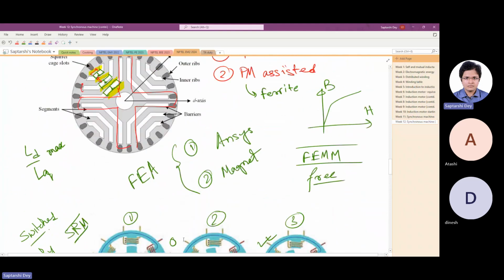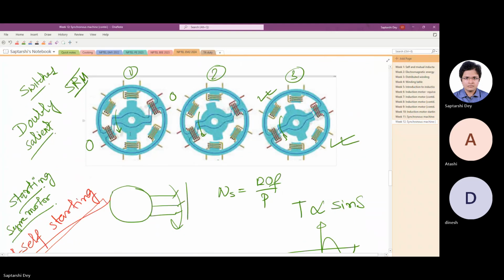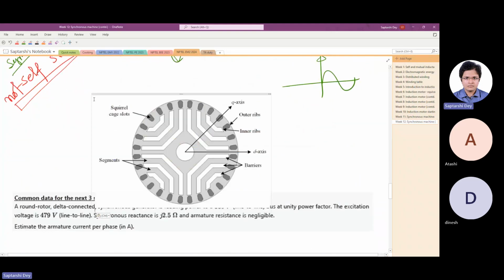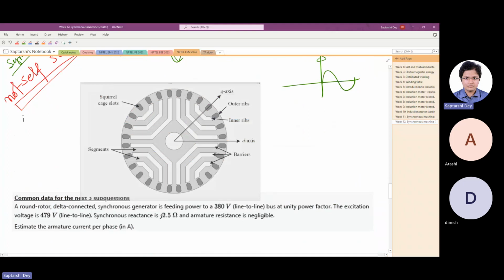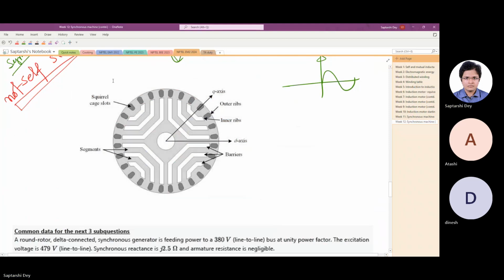Look at this figure of the synchronous reluctance machine that I copied from the internet. See, along with the flux barriers and ribs, it had something else. It had squirrel cage slots. Similarly, you can do the same thing for synchronous machines also. Any synchronous machine, squirrel cage.